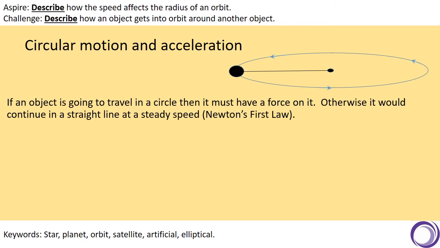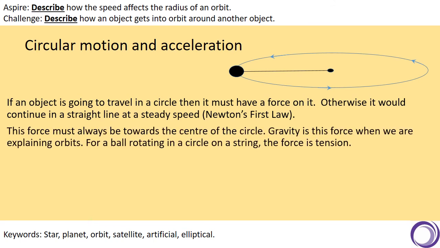So we've got an object that's going in a circle. Now, if you're going to make an object travel in a circle, it could be a stone on a string, or it could be a satellite going around the Earth. To make it go in a circle, you've got to have a force on it. If you don't have a force on it, it'll go in a straight line. That's Newton's first law. Every body continues in a state of rest or uniform motion in a straight line unless acted upon by some external force. So we've got to have a force on it if it's not going in a straight line.